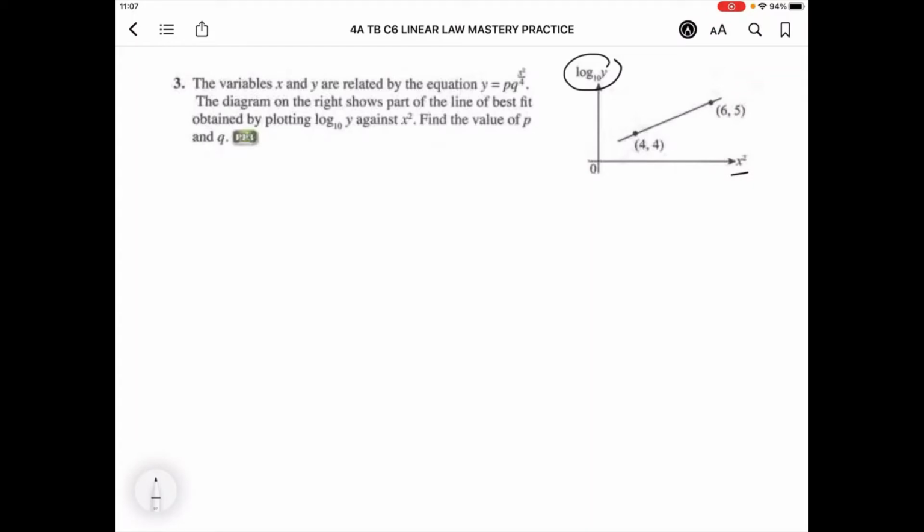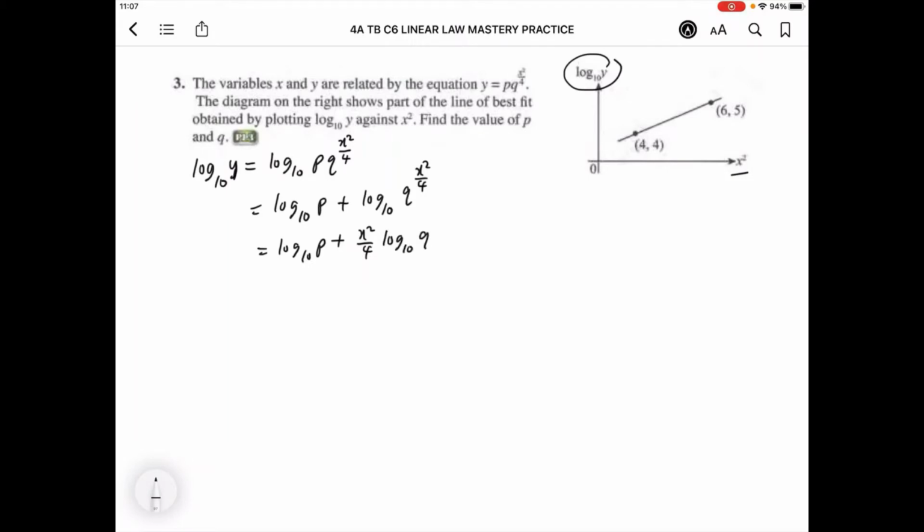So here I will just use back the same method I used for number 2. That is, I convert this to linear form. Introduce log 10 on both sides of the equation. So this will be log 10 y equals log 10 of p times q to the power x squared over 4. When you break this up, it is log 10 p plus log 10 of q to the power x squared over 4. Now, what we can do next is to transfer the power x squared over 4 down, and you get log 10 q next to it.